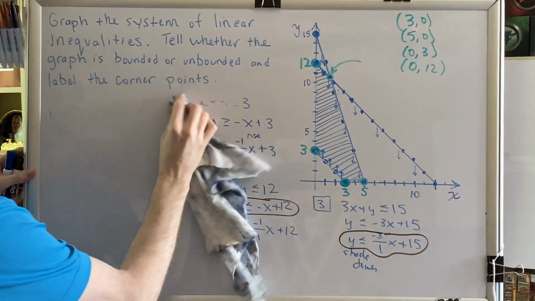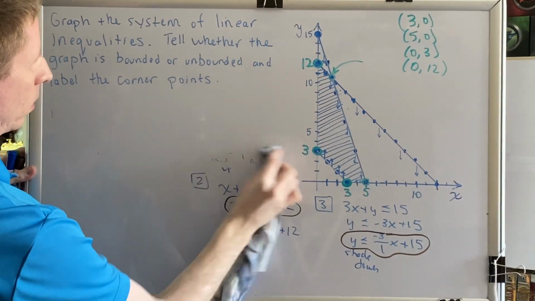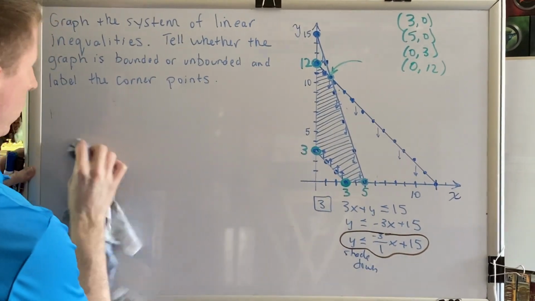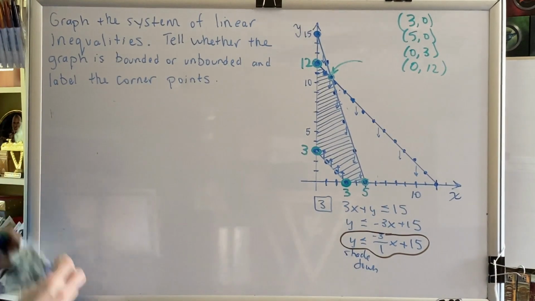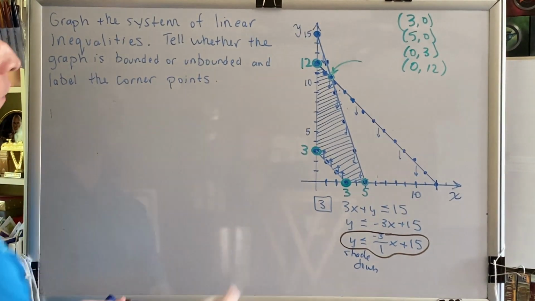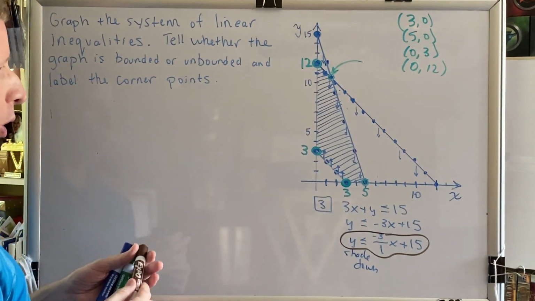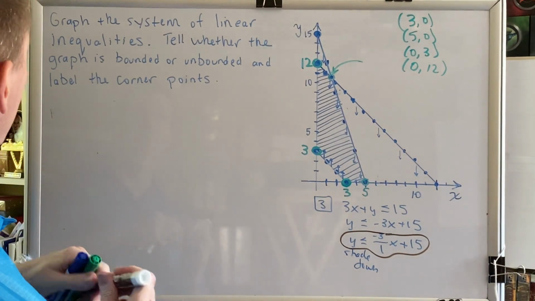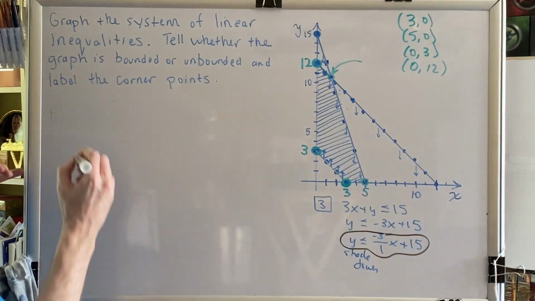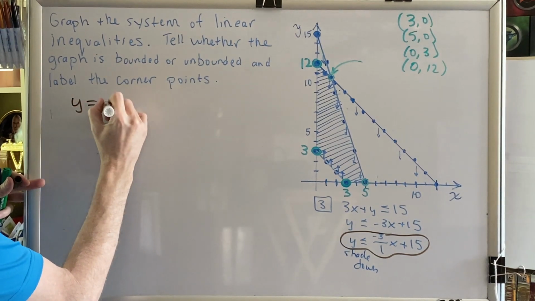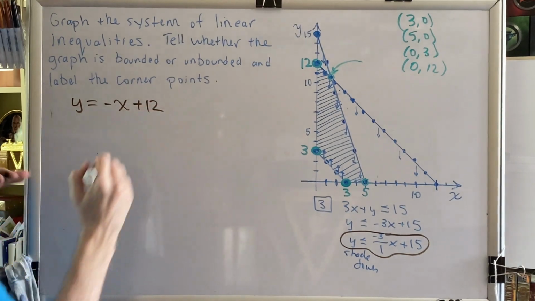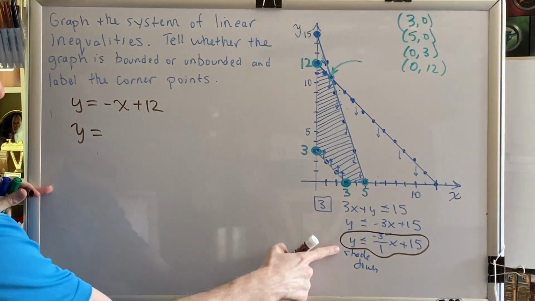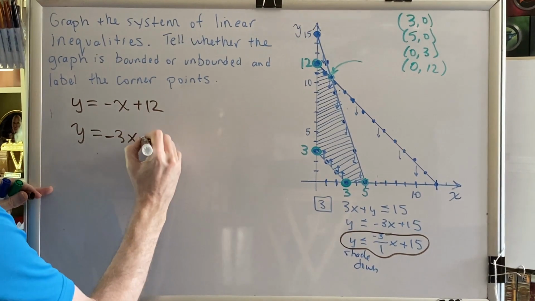Remember that with inequalities, you have a symbol like greater than or equal to, or less than or equal to. The equal to is the line. The greater than or less than is the shading. We're looking for the intersection of these two lines, which means we are only interested in the equals part. All right, so let's go ahead and write this down. So this line right here, the equation of this line was y equals negative x plus 12. And the equation of this line right here was y equals negative 3x plus 15.